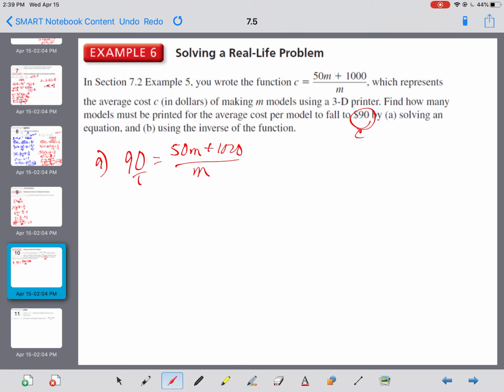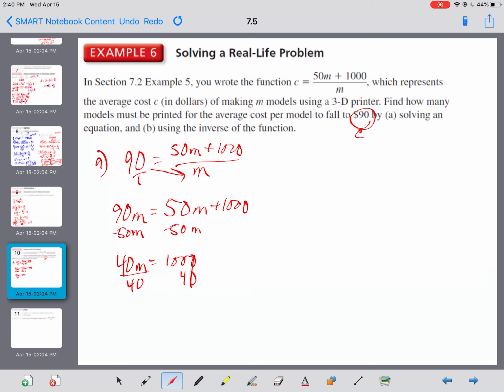So part A is they want us to plug in the 90 and then solve for M. I'm going to say over 1 and do that. So 90M equals 50M plus 1,000. And subtract 50M.